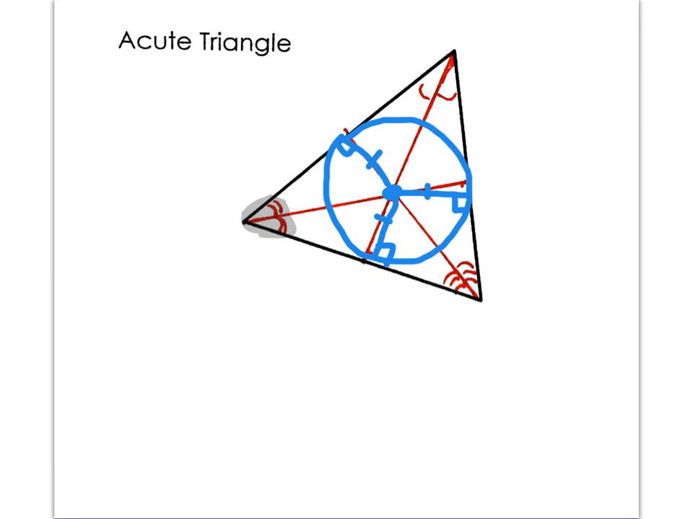Okay, at this point, why don't you go ahead and pause the tape and draw the angle bisectors for the obtuse triangle and the right triangle. Go ahead and do that.